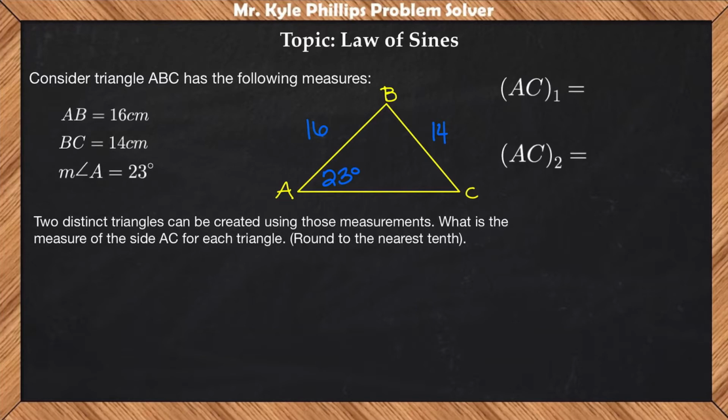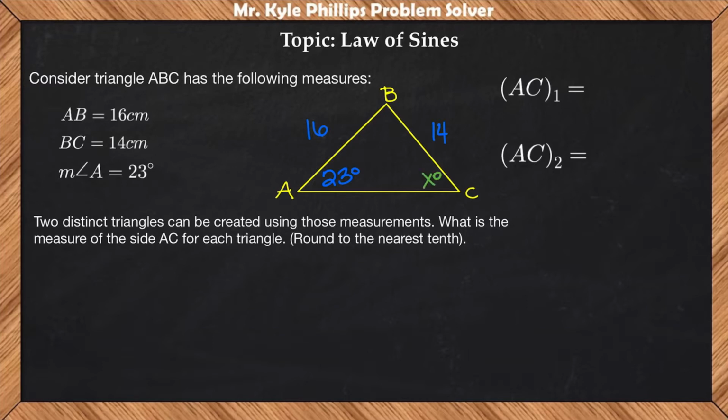All right, so here they want the measure of leg AC. Well, leg AC is directly across from angle B. So if I want the measure of AC, I need to know what angle B is. Since I don't have an angle for B, I'm going to have to find C first. So we're going to have to solve for this angle here.